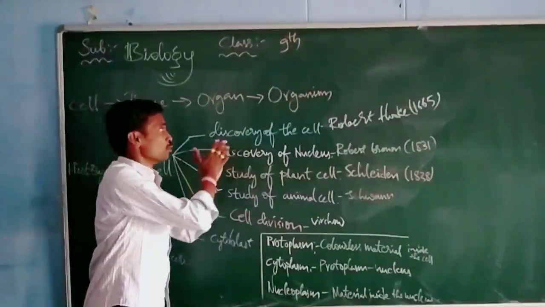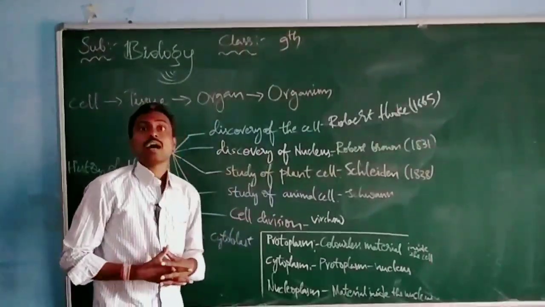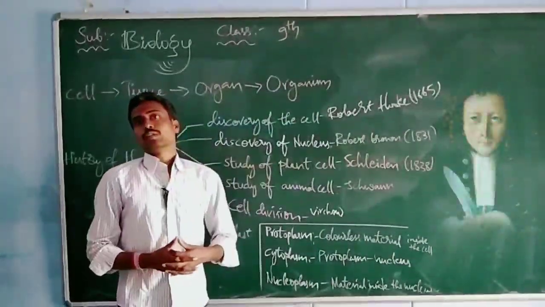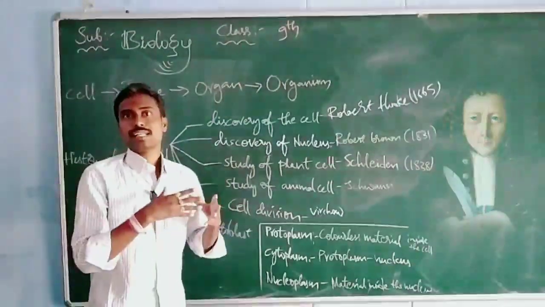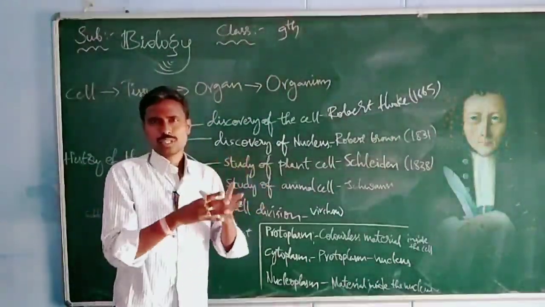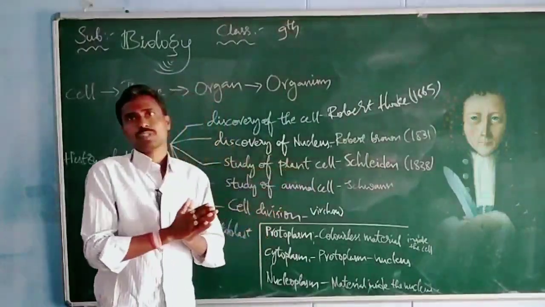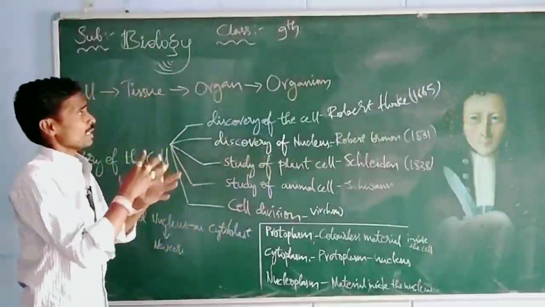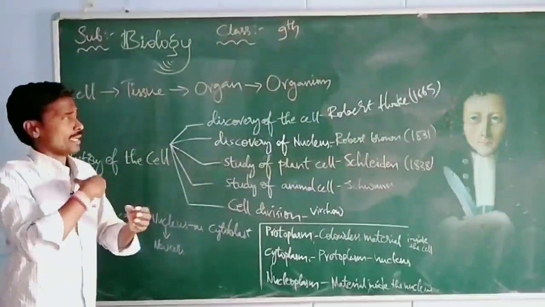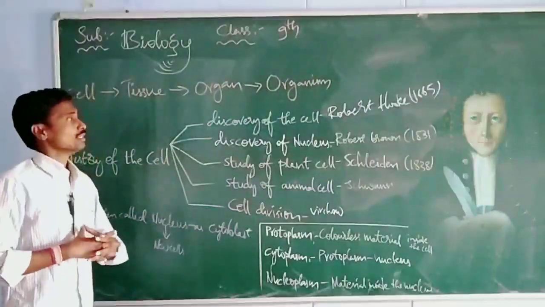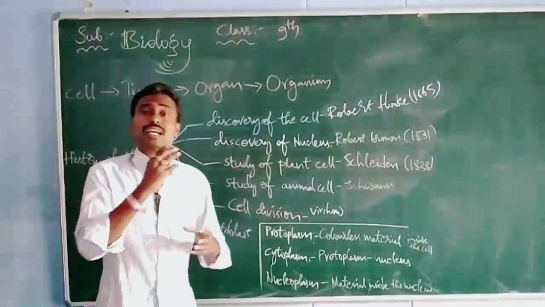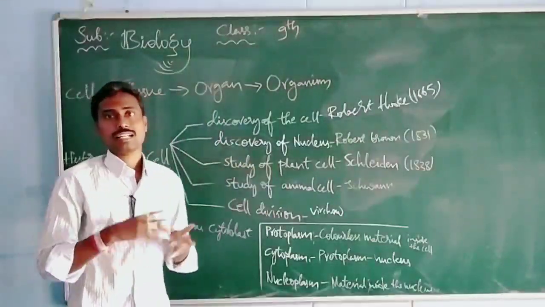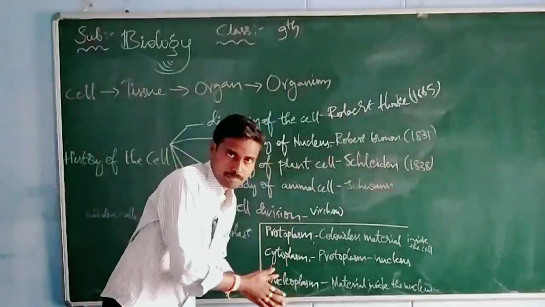Let us see by whom the cell was discovered. Robert Hooke, in 1665. Whatever he observed and the researches he conducted, he put in a book known as Micrographia. Let us see what Robert Hooke conducted and observed regarding the discovery of the cell. He observed cork of an oak tree under a microscope which was made by him.